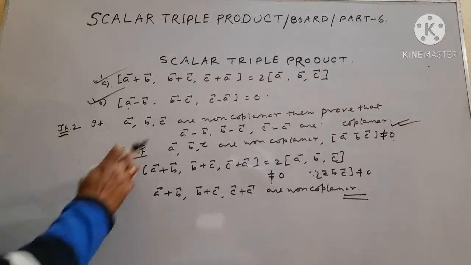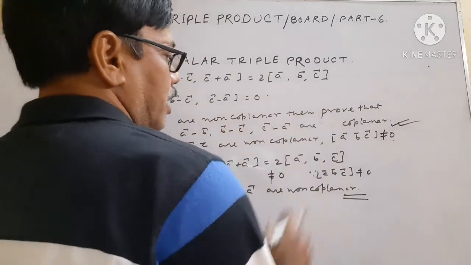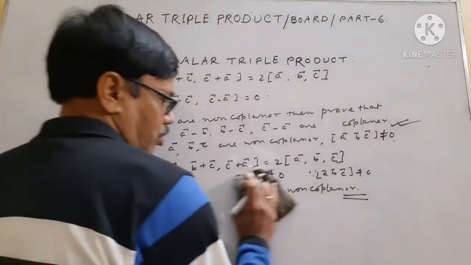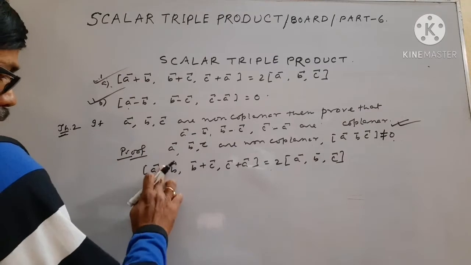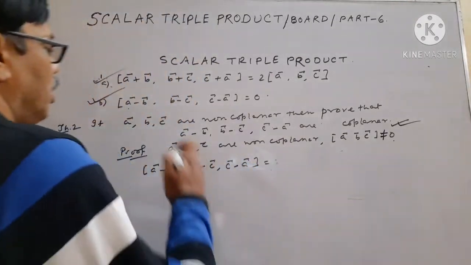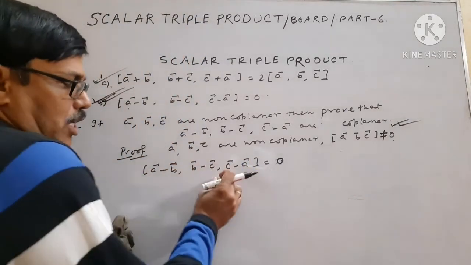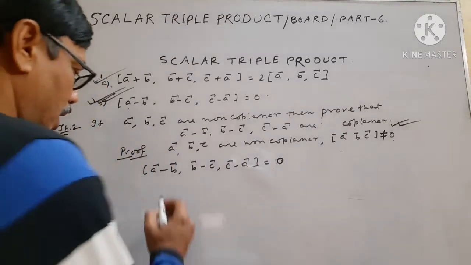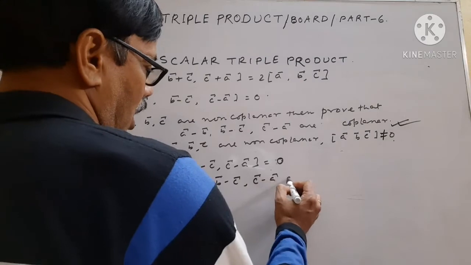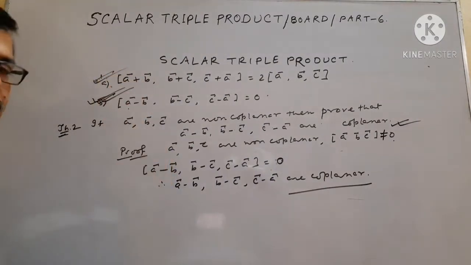Now for theorem 2, A, B, C are non-coplanar. Prove that A minus B, B minus C, C minus A are coplanar. So A, B, C are non-coplanar, box ABC not equal to 0. Now we have to calculate A minus B, B minus C, C minus A. By the theorem, this is 0. This is your home task. So if the box product is 0, then the vectors are coplanar. Therefore, A minus B, B minus C, C minus A are coplanar. So these are equivalent results.